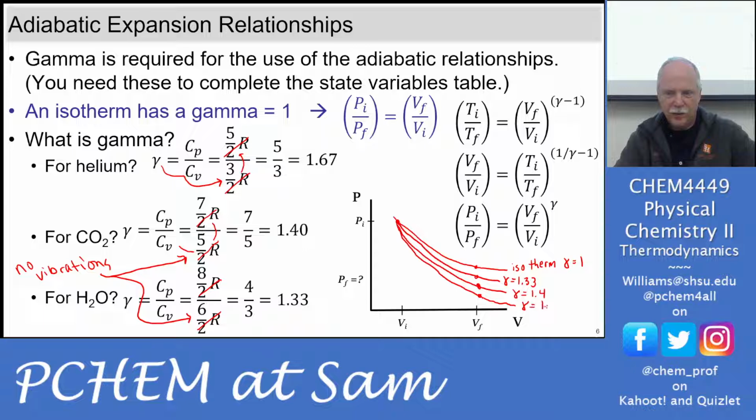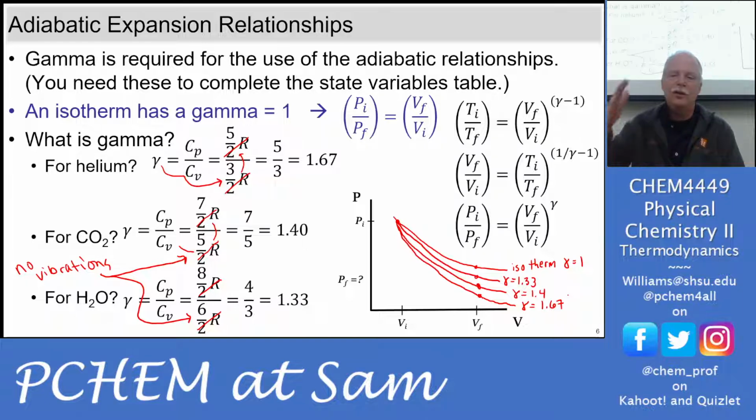Gamma equals 1.67, okay? Now looking at those 4 curves, the isotherm, the gamma for water or steam, the gamma for a linear molecule, nitrogen, oxygen, CO2, or the gamma for a monatomic gas like helium, neon, argon, which of those is going to be a lower temperature?